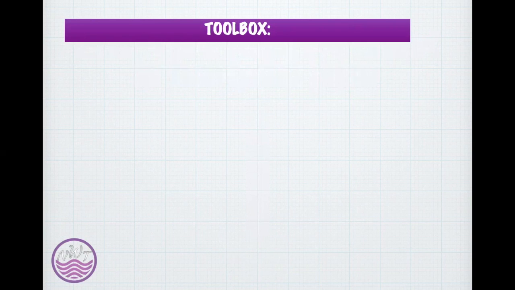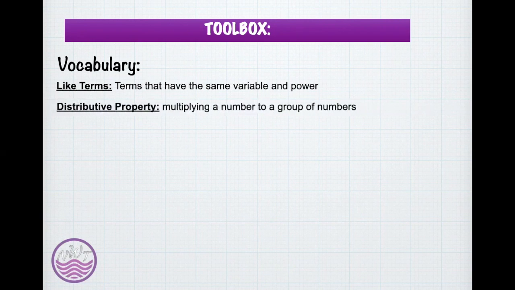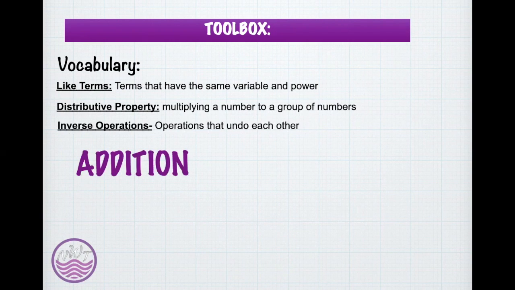Okay, so the first thing we're going to do is go over the toolbox. We love our vocabulary here at New Wave Teaching. It's very important that we understand what the question's asking. So like terms are terms that have the same variable and power. Distributive property is basically multiplying a number to a group of numbers, which we'll see today. And inverse operations are operations that undo one another.